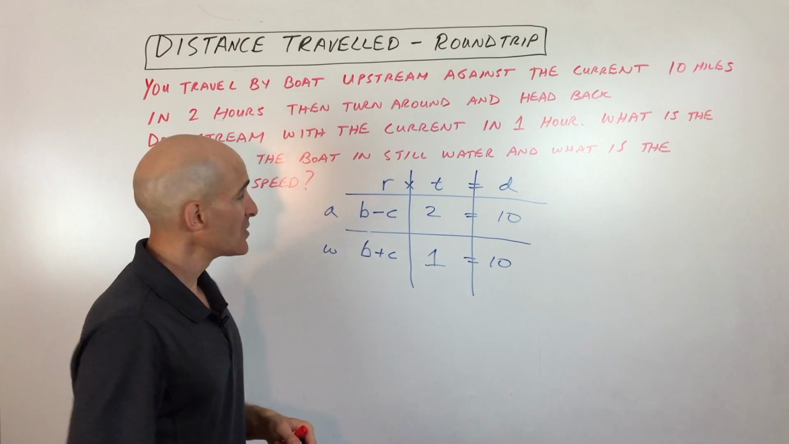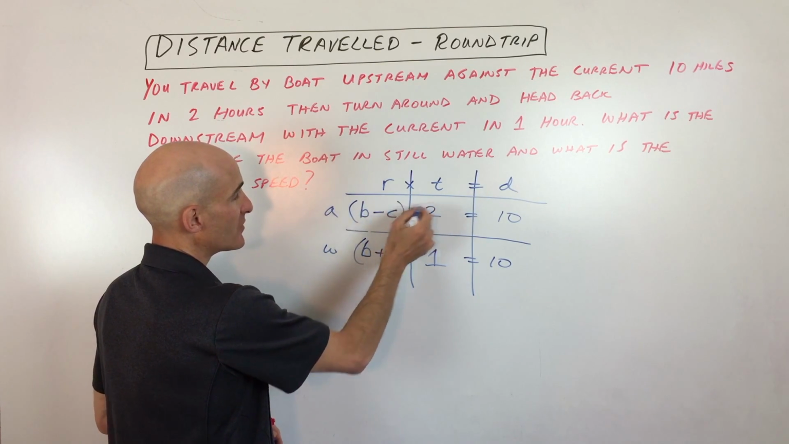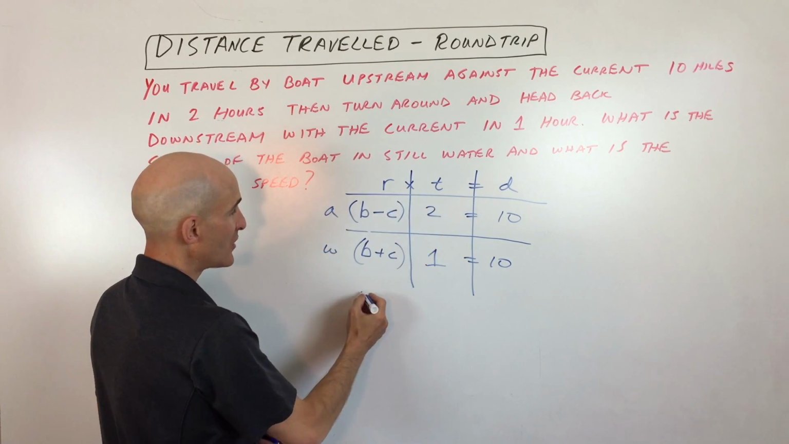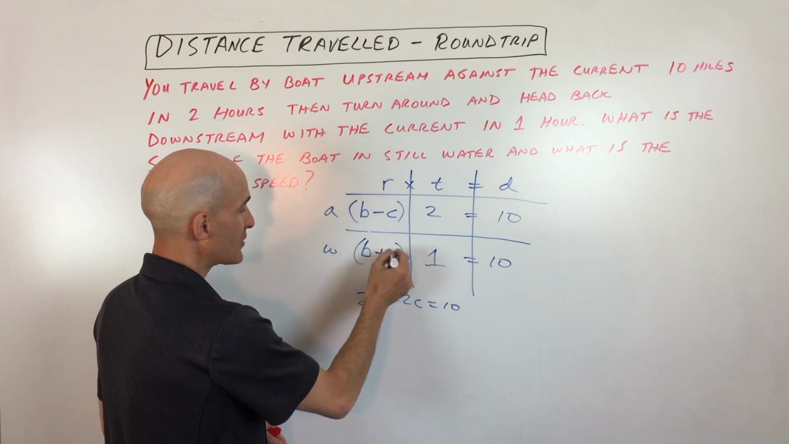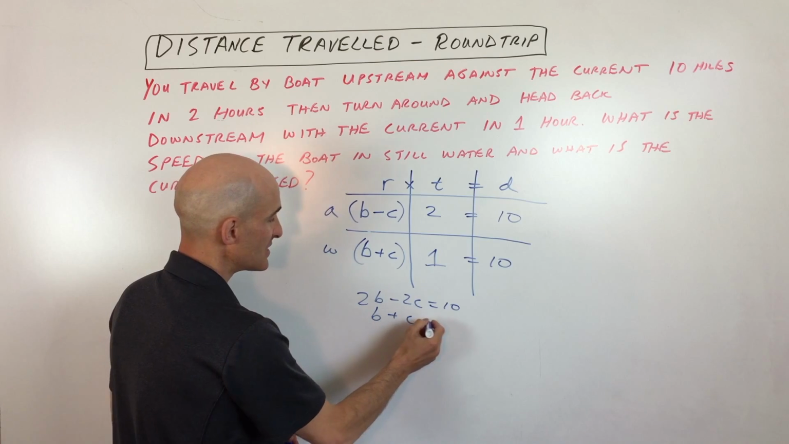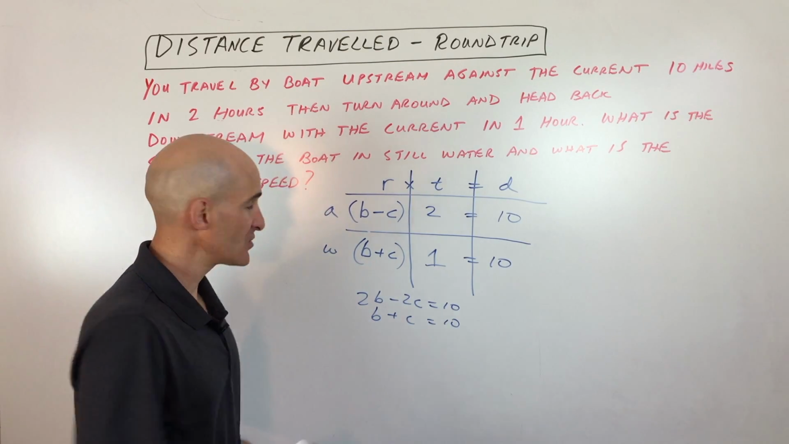I'm going to simplify a little bit further here by distributing, because it's rate times time. So if I distribute, I get 2B minus 2C equals 10. And here if I distribute the 1, I just get B plus C equals 10. So we're going to use the elimination method. We're going to combine these two equations together.